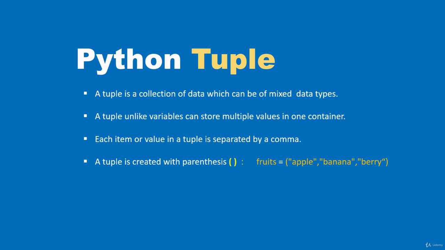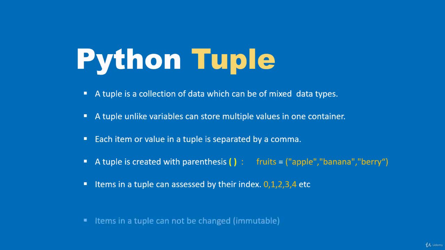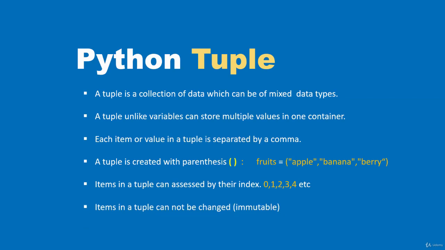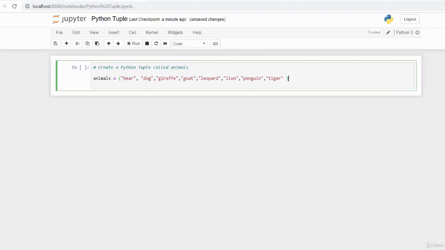To access the individual items in a tuple, you do that by their index. So the very first item will have an index of 0, the second item will have an index of 1, and so on. Also, one very important distinction between a tuple and a list is that a tuple cannot be changed once you have created it. You can't add items to the tuple and you cannot remove items from the tuple. It is immutable.